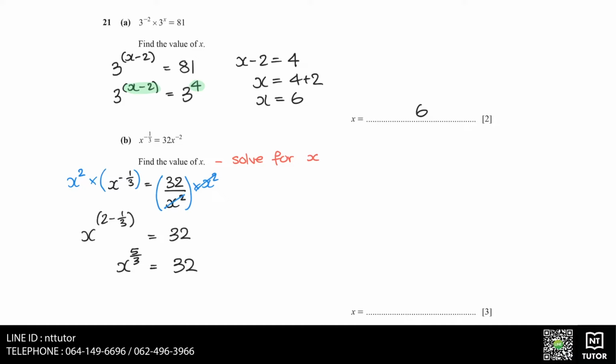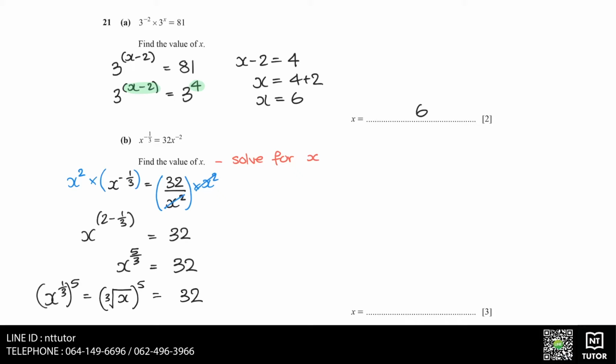x to the power of 5 over 3 is the same as x to the power of 1 over 3, all to the power of 5. And x to the power of 1 over 3 is just the cube root of x, so we have cube root of x to the power of 5 equals 32. We need to make x the subject of the formula, so we need to remove the to the power of 5 and the cube root.